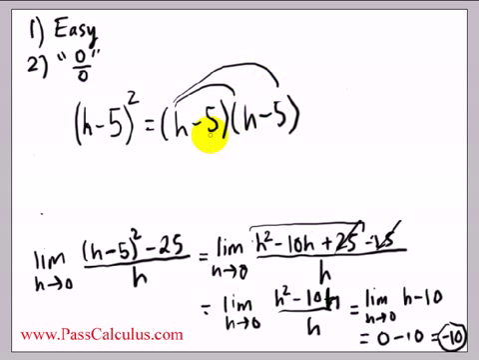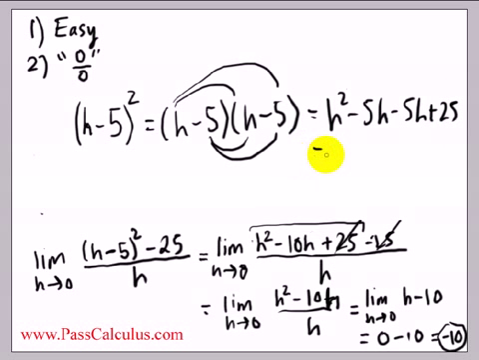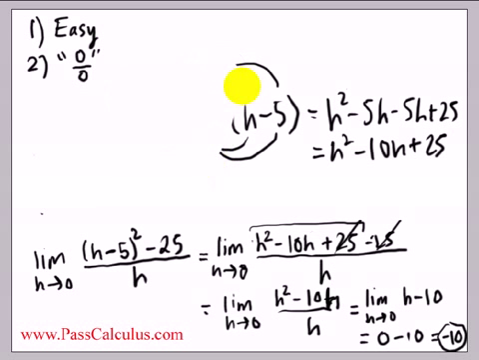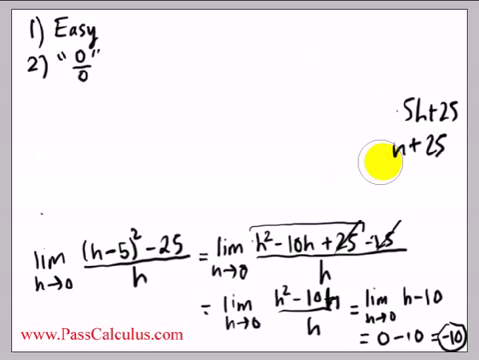And you got to remember, there's really 4 terms here. So h times h is h squared. That's the first terms. The outer terms would be minus 5h. The inner terms here would be another minus 5h. And the last term would be minus 5 times minus 5, which is plus 25. So we get h squared minus 10h plus 25, which is what I wrote down here. So just be careful about that, because I see this kind of mistake all the time, and we don't want to make that kind of mistake.